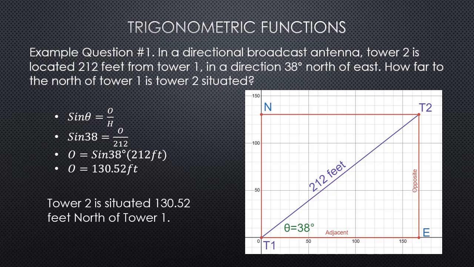So we can simplify that. So the opposite is equal to sine of 38 degrees times 212 feet. Now make sure that you are in degrees in your calculator on this one. And we find that the opposite side of the triangle is equal to 130.52 feet. So now we can say Tower 2 is situated 130.52 feet north of Tower 1.